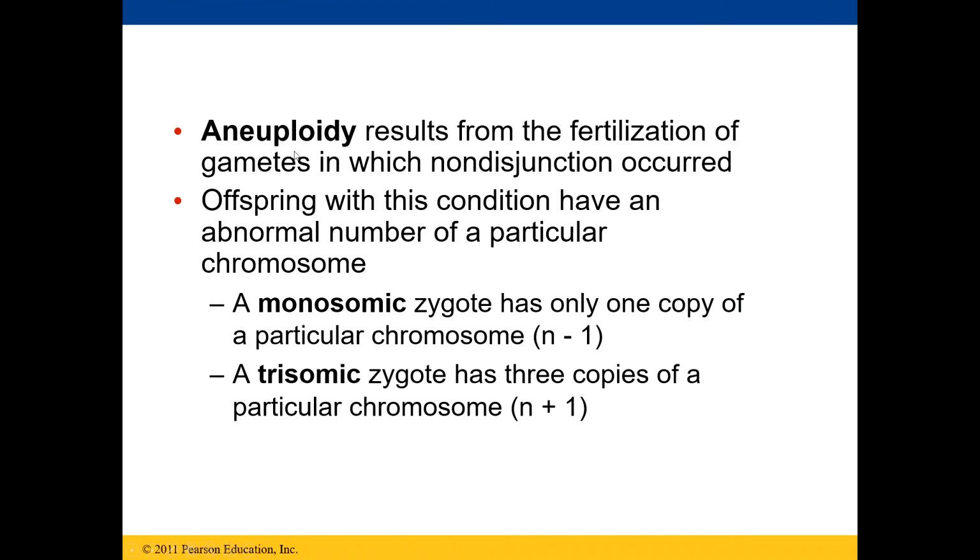So we have this word aneuploidy, which has to do with fertilization involving gametes with an extra chromosome, which we would call trisomic, or missing one, which we would call monosomic. Aneuploidy is the overall category, meaning that the chromosome number has an extra or missing one. Specifically, monosomic is missing one, trisomic has an extra one.